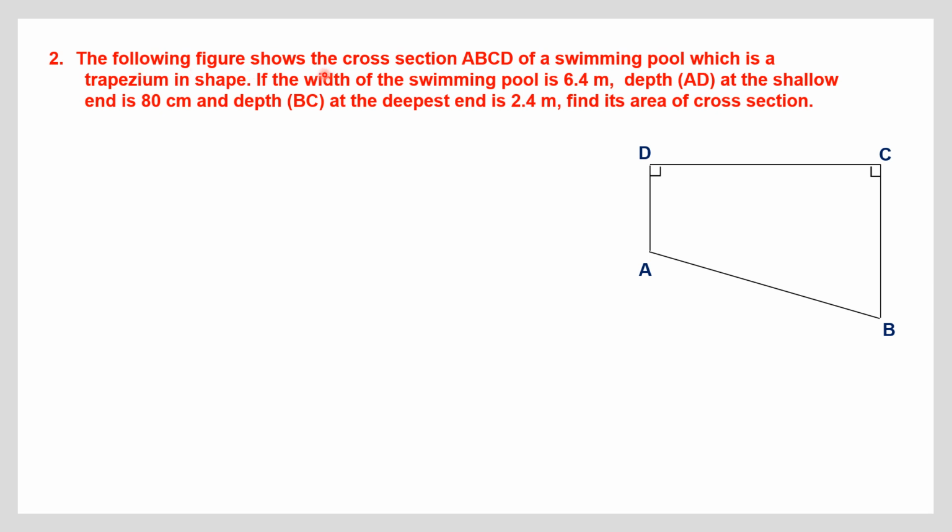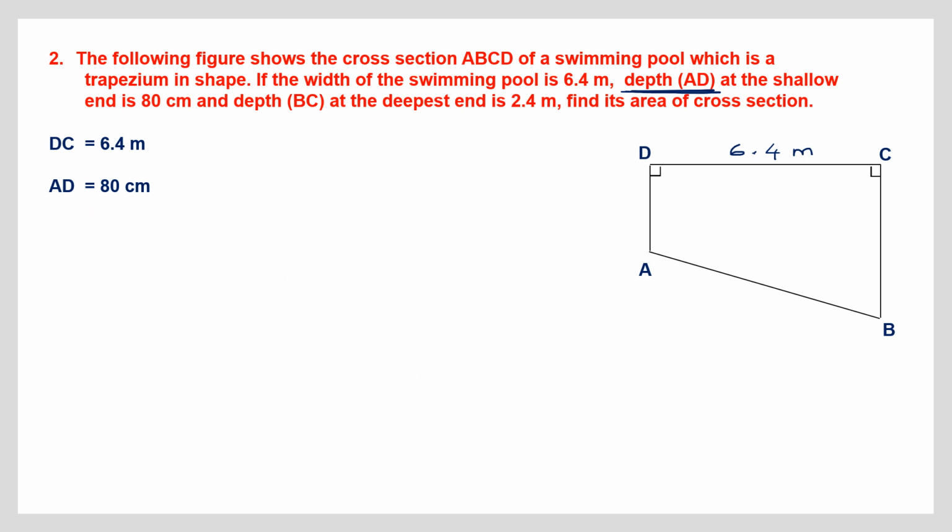Question 2. The following figure shows the cross-section ABCD of a swimming pool, which is a trapezium in shape. So this is the cross-section of a swimming pool, ABCD, and this is trapezium in shape. If the width of the swimming pool is 6.4, this is the width, that is DC is 6.4 meters. So let's write that, 6.4 meters. This is the width of the pool. And here it says the depth AD. The depth AD means it's here. The depth at the shallow end. So AD at the shallow end is 80 centimeters.